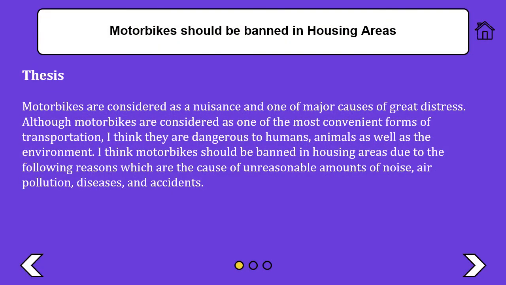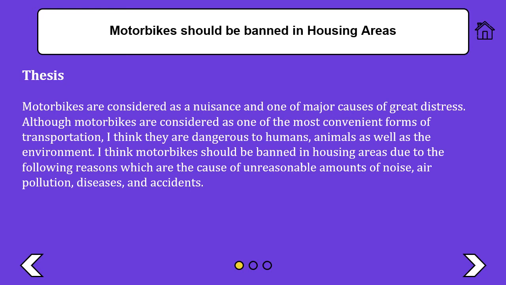This is an example of analytical exposition text. Motorbikes should be banned in housing areas. Thesis. Motorbikes are considered as a nuisance and one of major causes of great distress. Although motorbikes are considered as one of the most convenient forms of transportation, I think they are dangerous to human, animal as well as the environment.